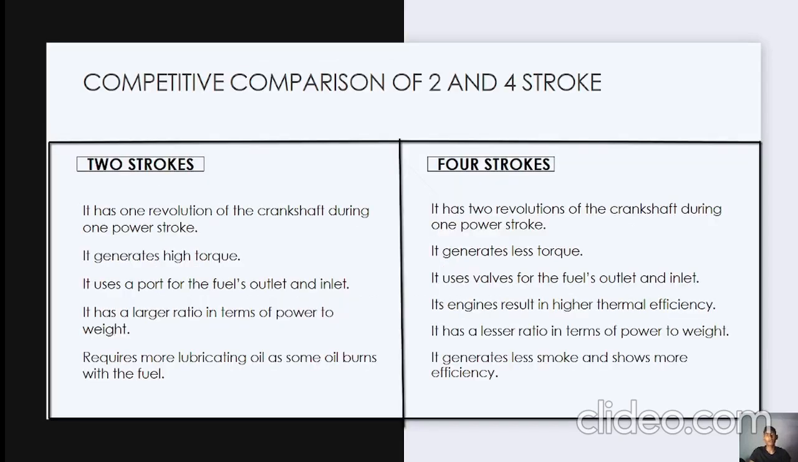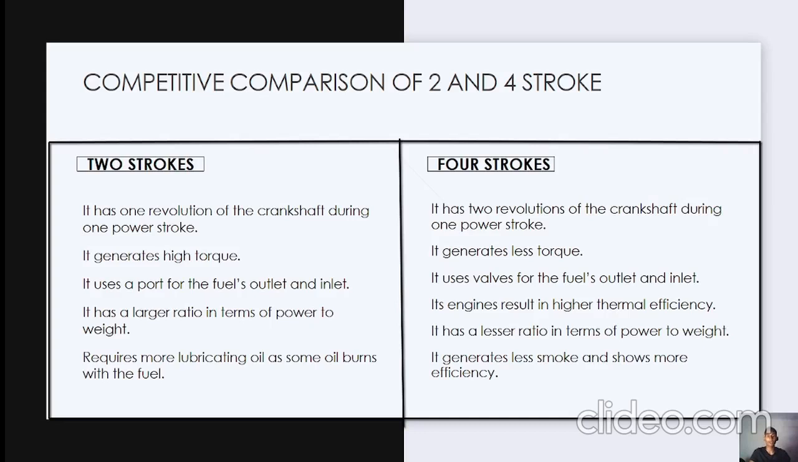Comparison of two-stroke and four-stroke engines. This might come in the examination. Two-stroke engine has one revolution of the crankshaft during one power stroke. Four-stroke engine has two revolutions of the crankshaft during one power stroke. Two-stroke generates less torque, while four-stroke generates high torque. Two-stroke uses ports for the fuel outlet and inlet. Four-stroke uses valves for the fuel outlet and inlet.